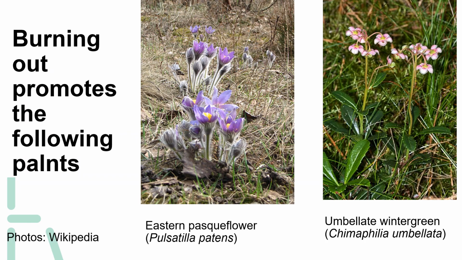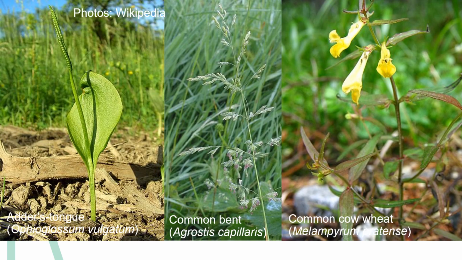Other plants promoted by burning are eastern pasqueflower. It grows on very dry, sandy areas. And it grows in Finland, also in the Häme region, but it's quite rare. And then we have umbellate wintergreen that also is promoted by burning. Then we have adder's tongue.